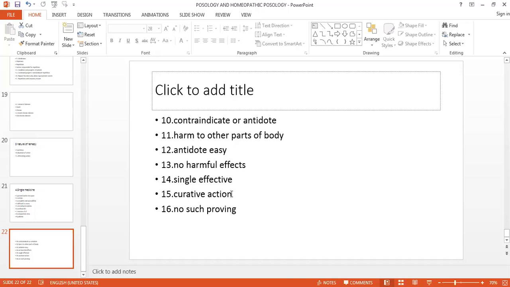Then next is that in homeopathy, a single medicine is administered in the minimum dose for the effective cure. But if you are giving polyprescription or polypharmacy in large doses, then this will cause harmful effects. But with a single medicine, there will be no harmful effect. The single medicine is quite enough to remove a disease, either simple or complicated.